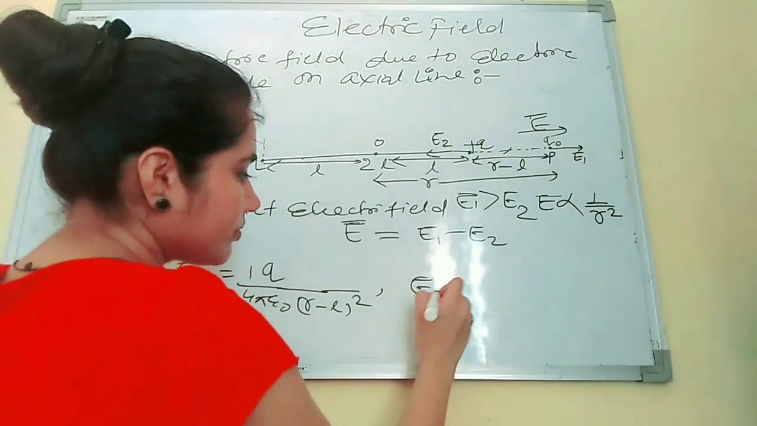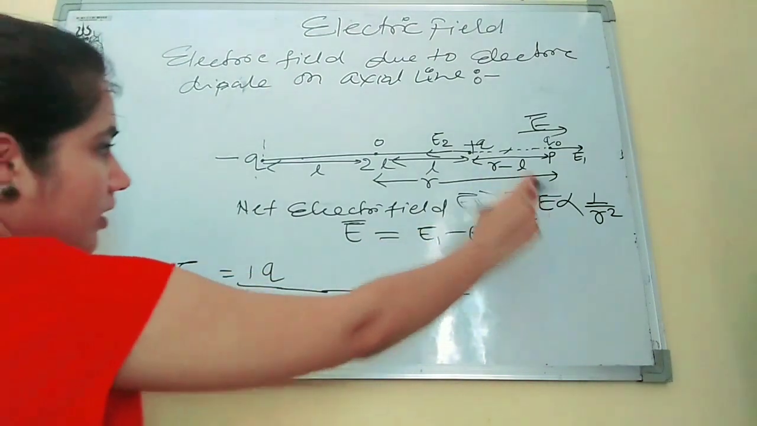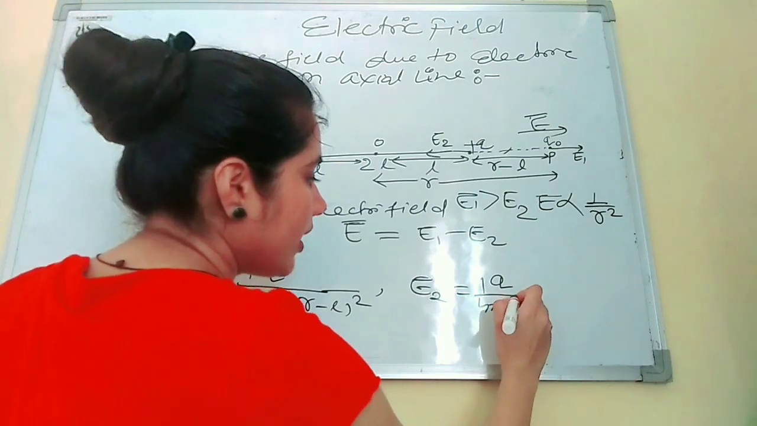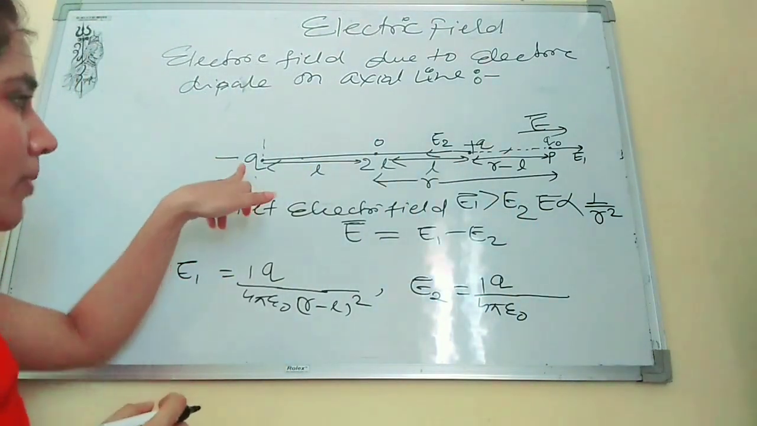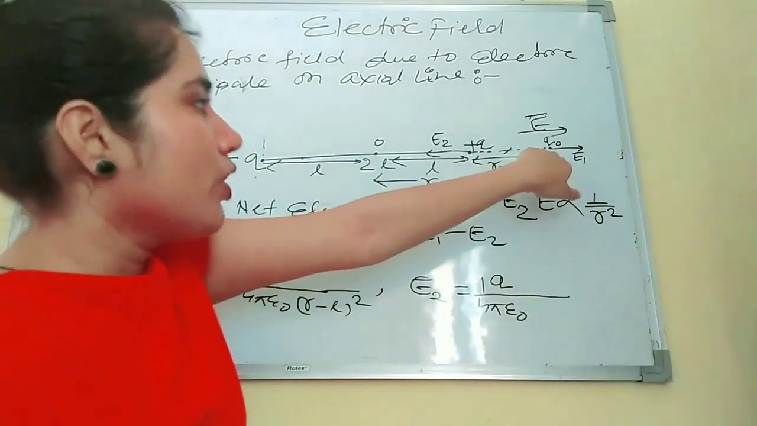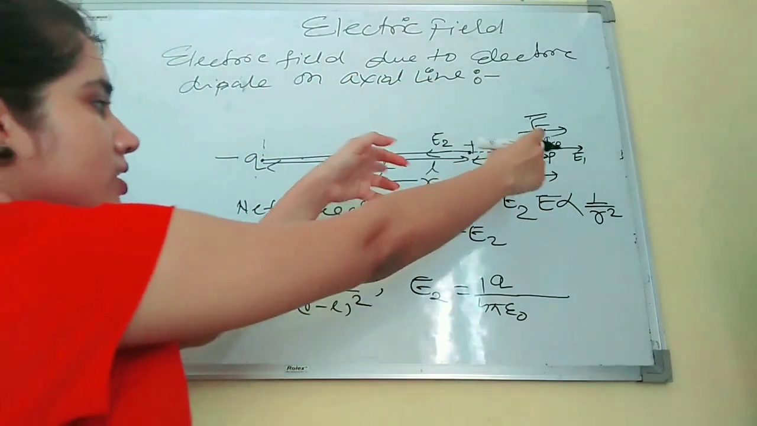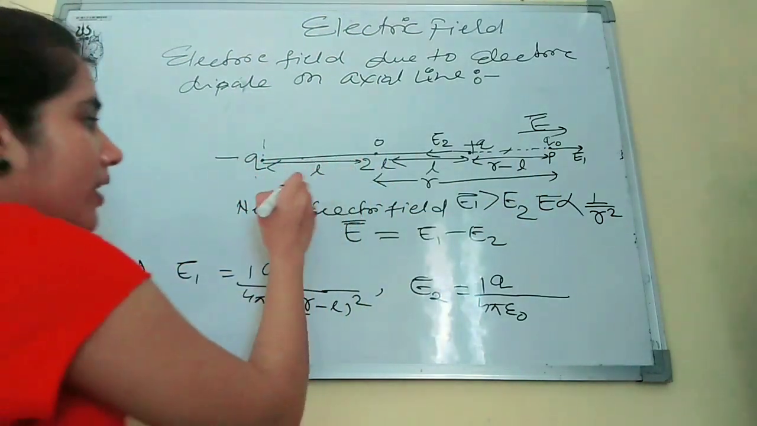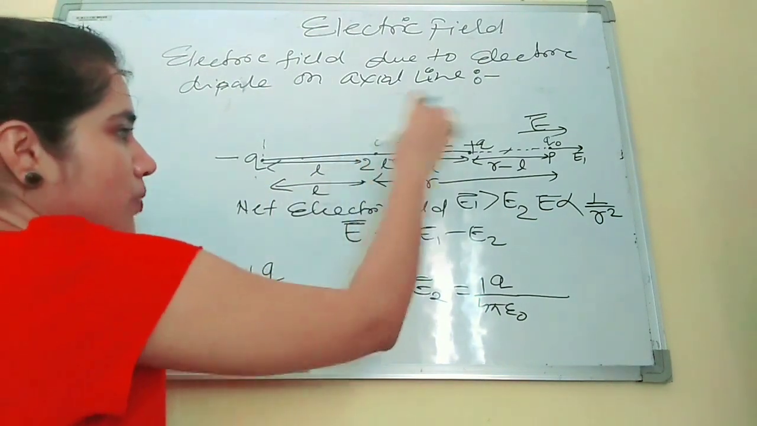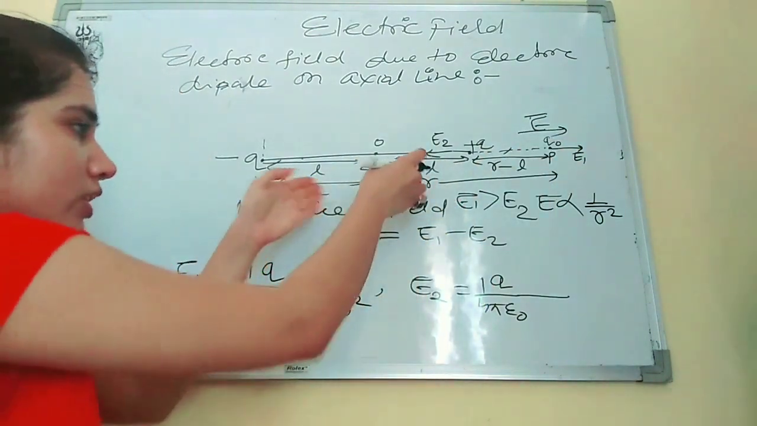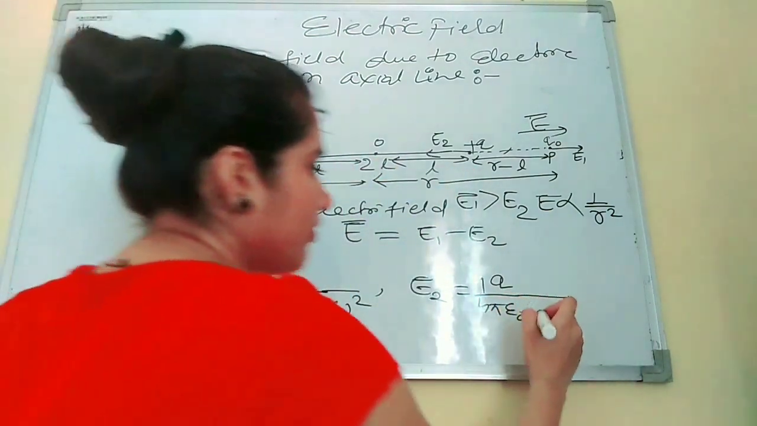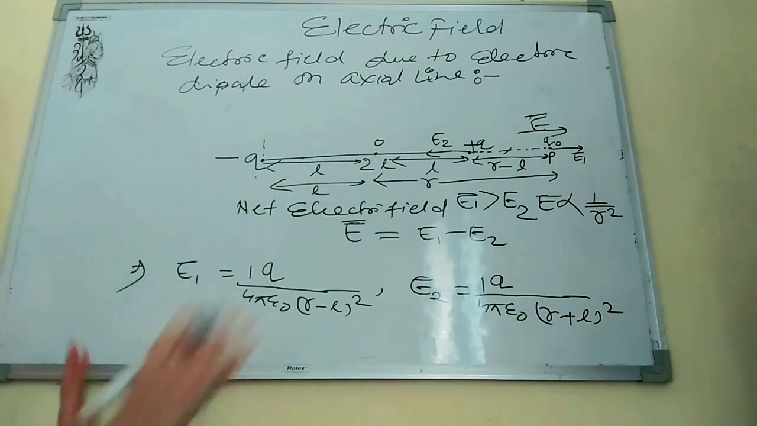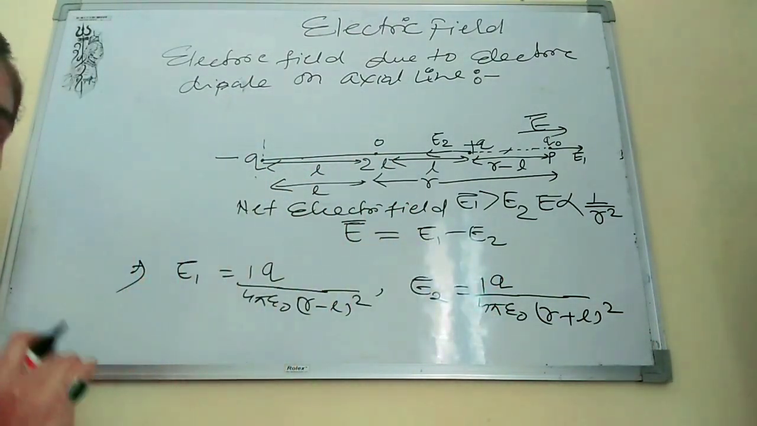Now E2, the value will be the same, Q, 1 upon 4 pi epsilon naught, and now the distance will be from minus Q to Q naught. This distance we know is L, and from this origin to this origin the distance is L, and from this point to this point the distance is r. So the total distance will be L plus r. So it will become r plus L square. We have found both E1 and E2 here.